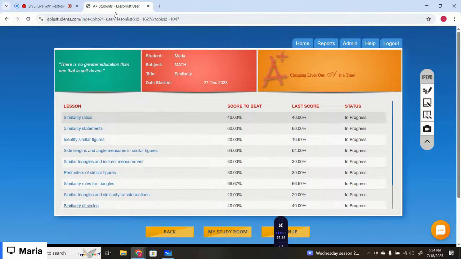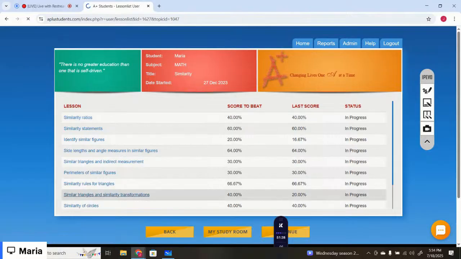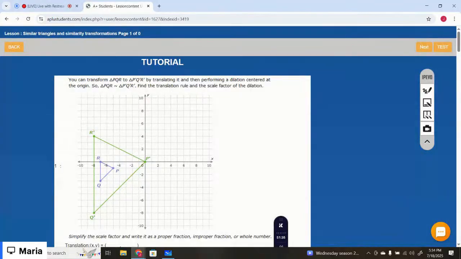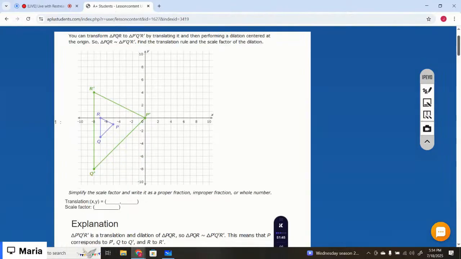The next lesson is similar triangles and similarity transformations. You can transform triangle PQR to triangle P dash Q dash R dash by translating it and then performing a dilation centered at the origin. So triangle PQR is similar to triangle P dash Q dash R dash. Find the translation rule and the scale factor of the dilation.